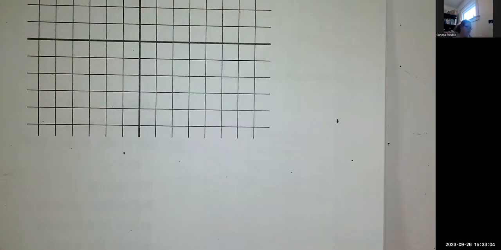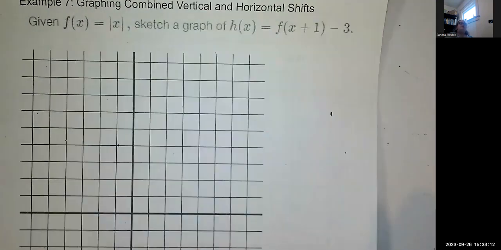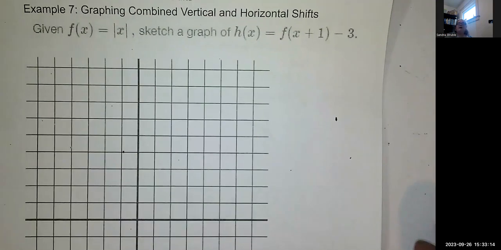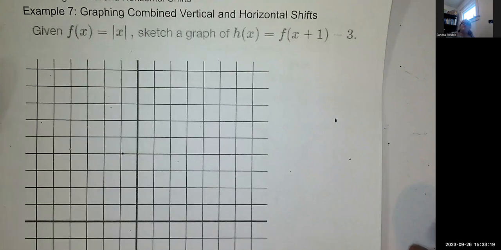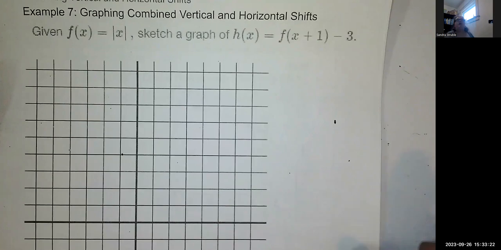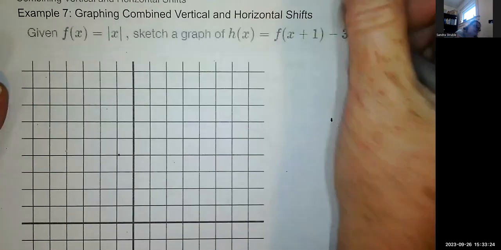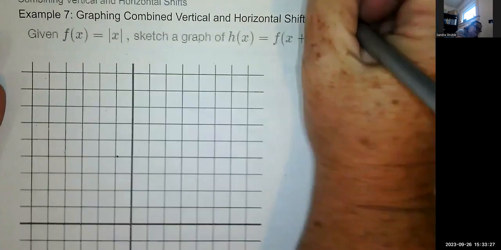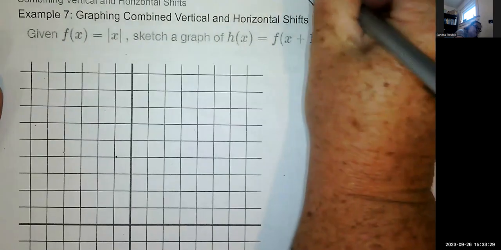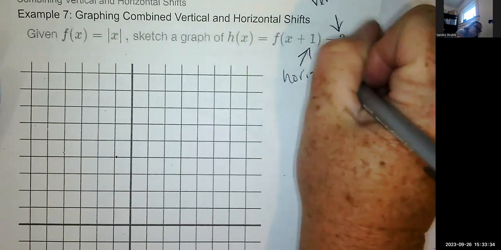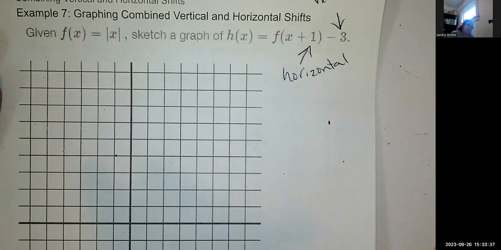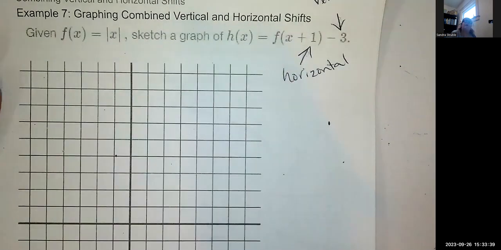Okay, 7. We're going to graph combined vertical and horizontal shifts using f of x is equal to the absolute value of x. This is all part of our toolkit functions. And we're going to sketch the new graph, the transformation that has a horizontal as well as a vertical shift. You need to understand that this part here is the vertical shift, and this piece here is the horizontal. Okay. And we're going to use the absolute value of x as our original function.